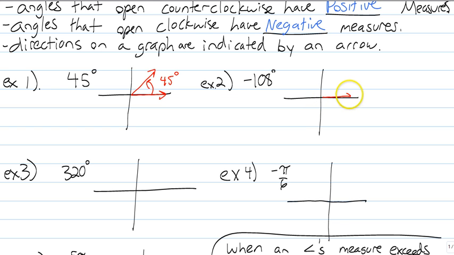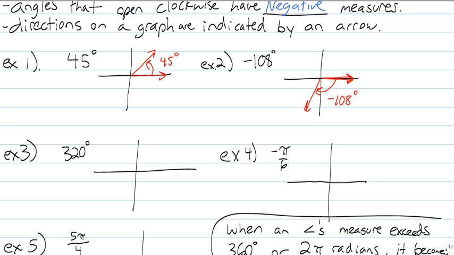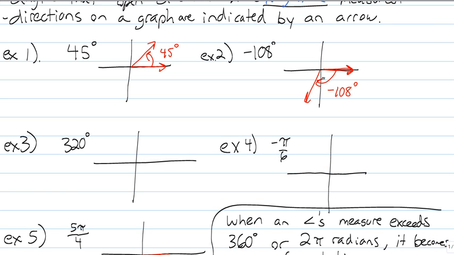Example 2, again, we're always starting, even with negative, we start in the x positive direction. But we do not go counterclockwise this time, we go clockwise. And since negative 90 is 90 degrees, we're going a little bit past 90, so we're going to go about there. And I would say that this is negative 108 degrees. Okay? You don't have to be exact. I'm not asking you guys to pull out your protractors to measure these angles exactly. We're just kind of sketching.